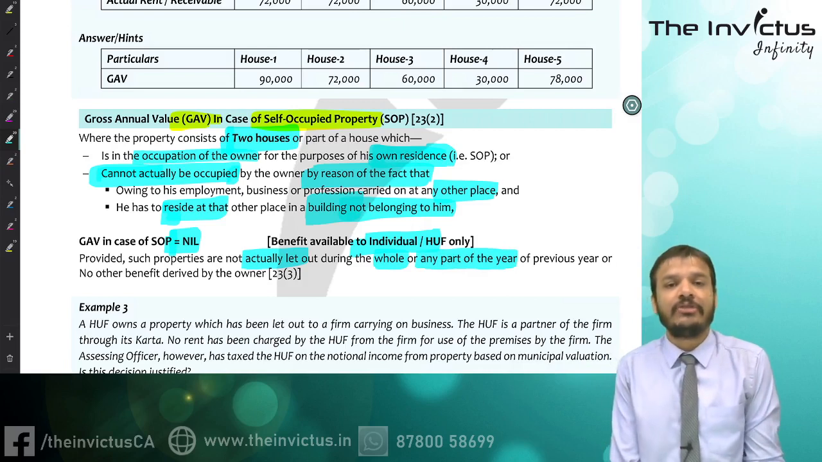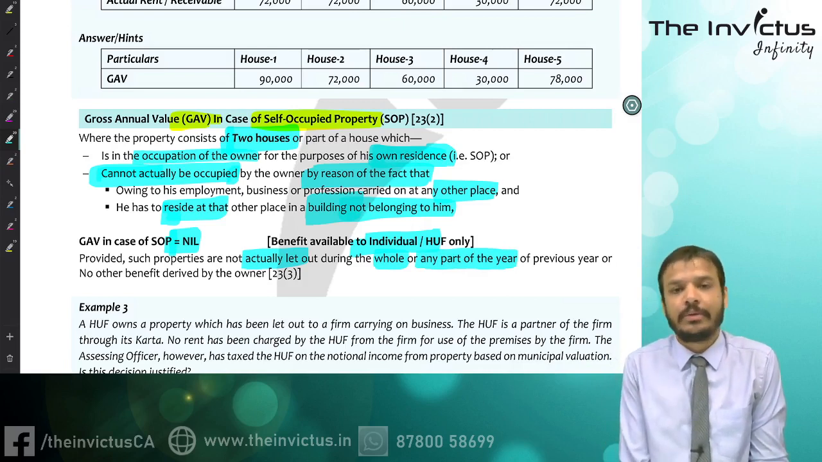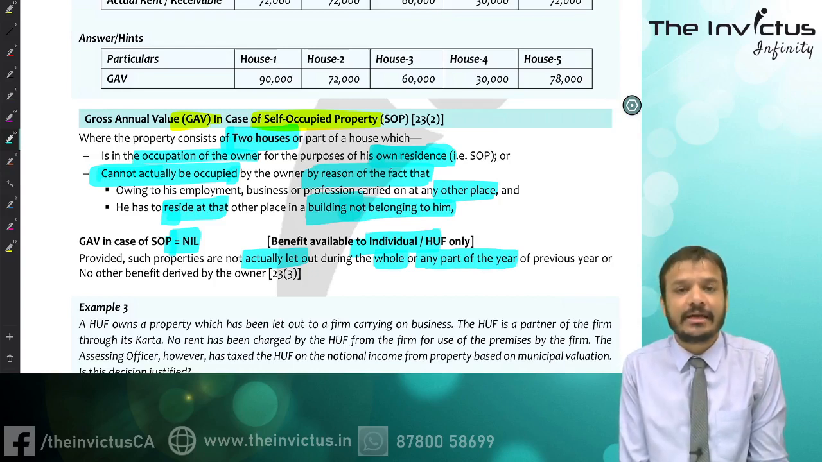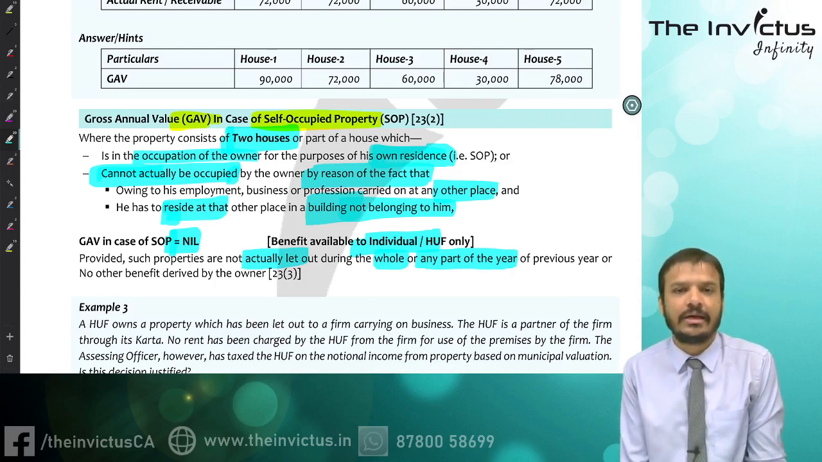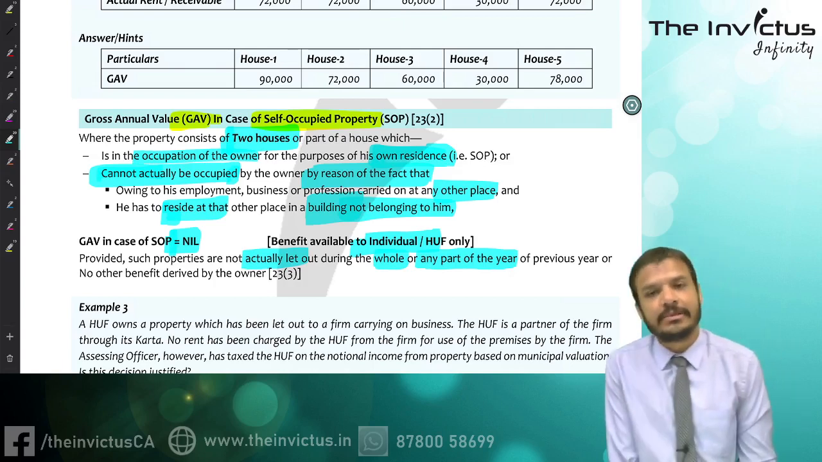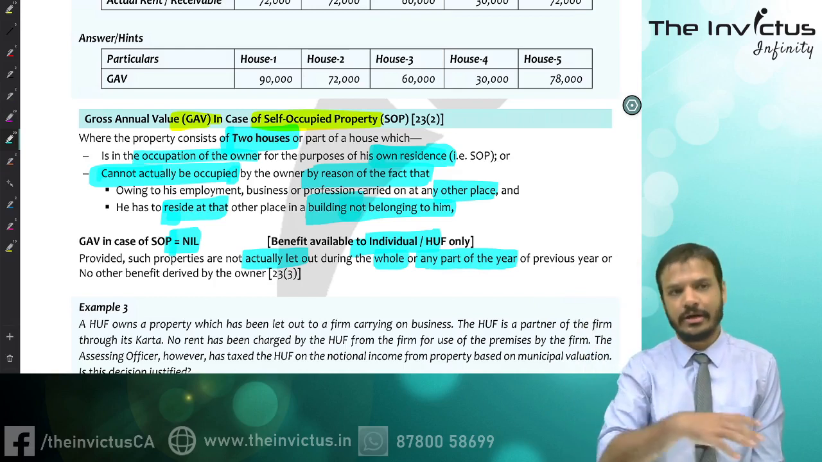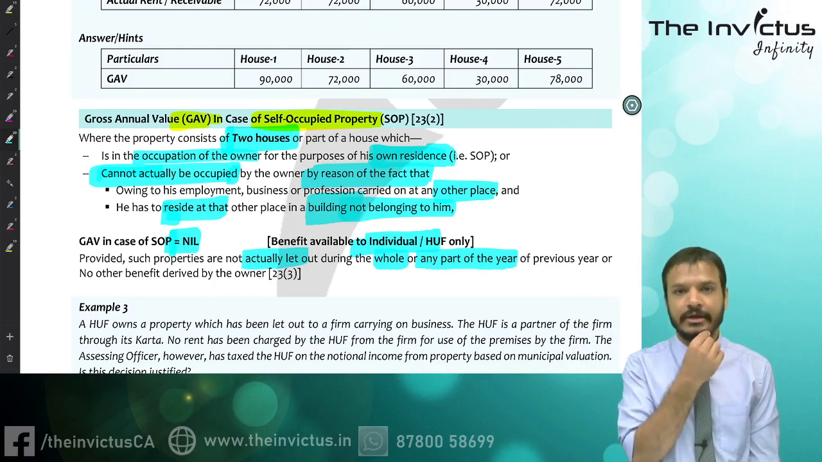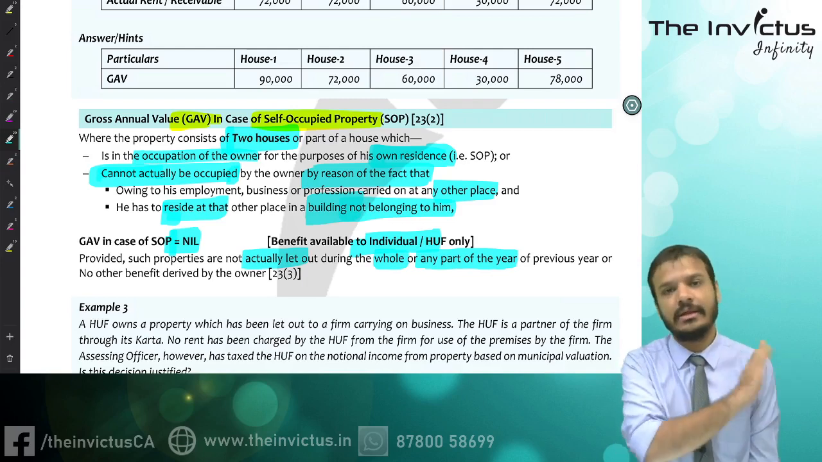Means what? If I have let out my property for a single day, then in that case I cannot get the benefit of self-occupied property and GAV is nil, right? So even if it is given for a single day, I cannot get the benefit. Clear? Then what happens if I have given the property for 1 month, and 11 months I am occupying it for self-residential purpose, and 1 month I have given it on rent? What will be the treatment in that case? That we'll discuss later on. Okay.